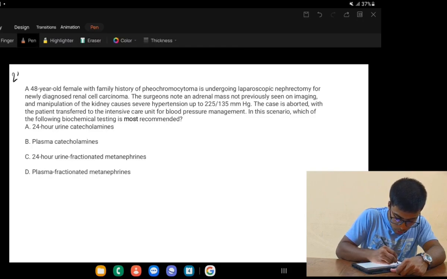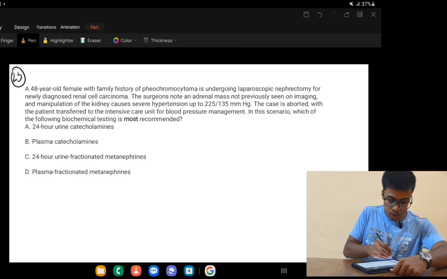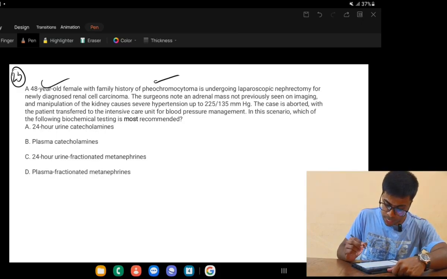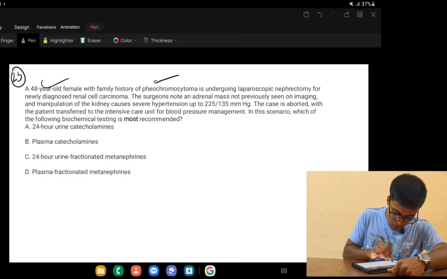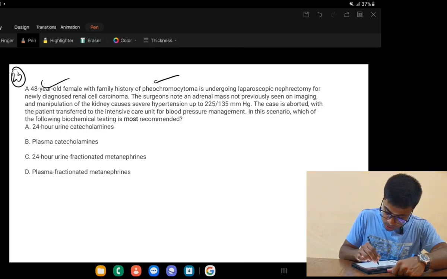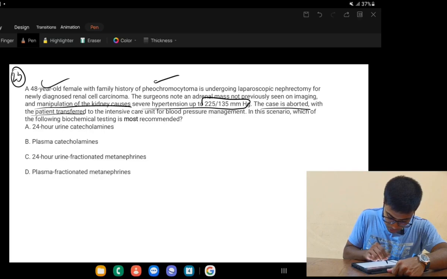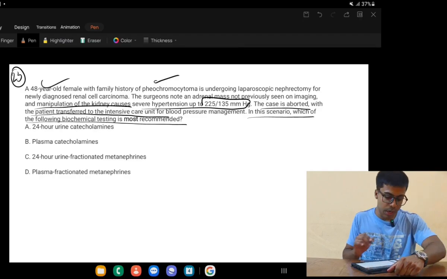Now coming to question number 23. A 48-year-old female with a family history of pheochromocytoma is undergoing laparoscopic nephrectomy for newly diagnosed renal cell carcinoma. The surgeon notes an adrenal mass not previously seen on imaging. Manipulation of the kidney causes severe hypertension, 225/135. The case is aborted, with the patient transferred to the ICU for blood pressure management. In this scenario, which of the following biochemical tests is most recommended?